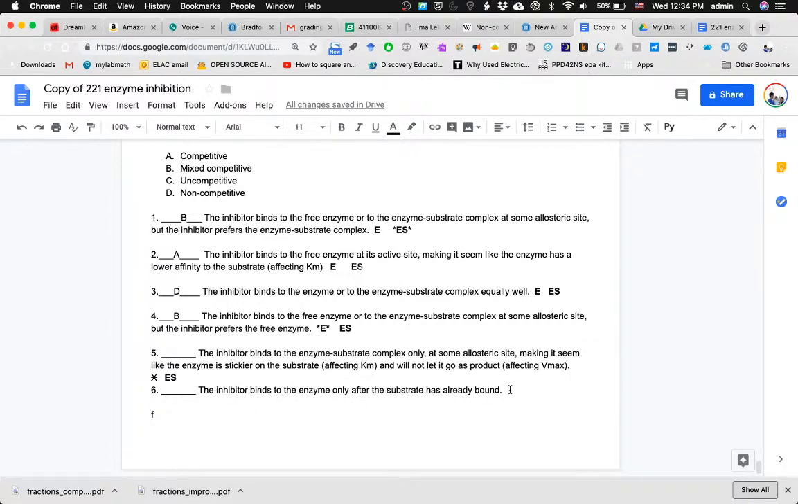So what about number 6? This is confusing. The inhibitor binds to the enzyme only after the substrate has bound. So which one is that, E or ES? Which one is the enzyme after the substrate has already bound? It would be ES. And if it doesn't bind to the other one, I'll put an X there instead. It only binds to ES, so it's the same as number 5: uncompetitive. Non-competitive was number 3, where it binds to E and S equally well.